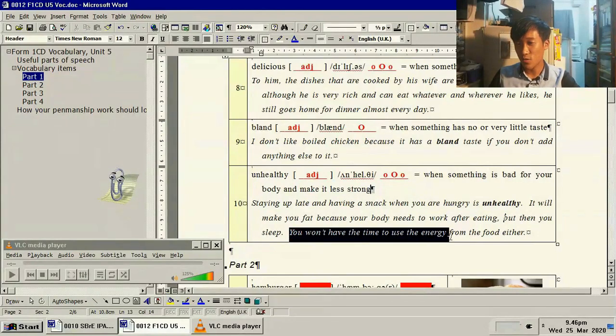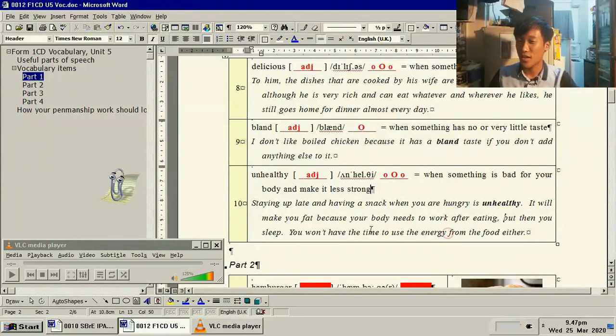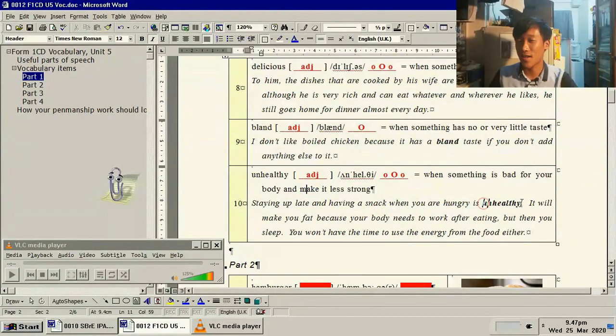You won't have the time to use the energy from the food either. So we eat because we need energy. So after eating, you feel, oh no, not hungry, and it's very late, and you go to bed. So you don't need the energy from the food because you go to bed, you sleep. No energy is needed. So actually, it's a very bad habit, and it will make you unhealthy, make your body not strong. Okay, it's very bad. Yeah. So it's a little bit long, but it shows you the meaning clearly. This is unhealthy because blah blah blah.